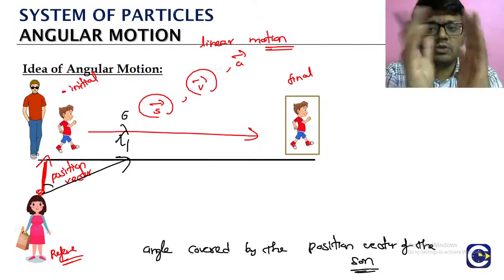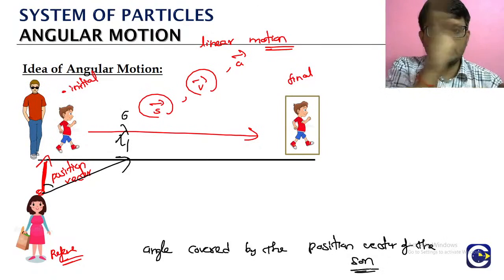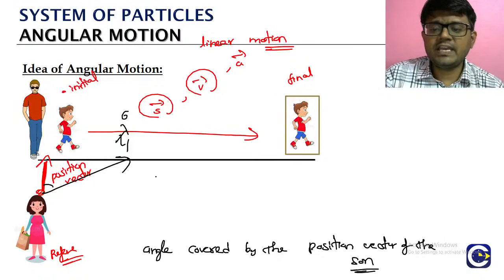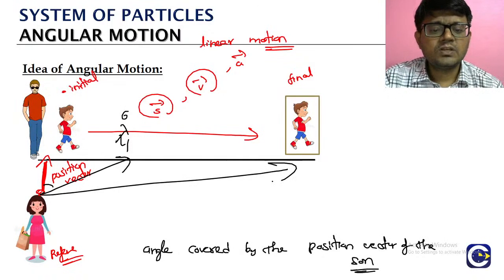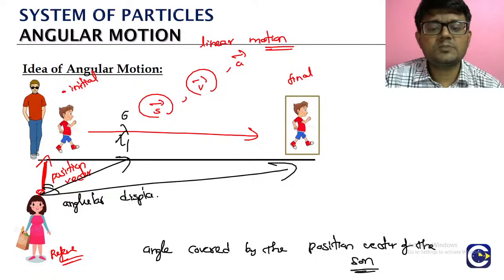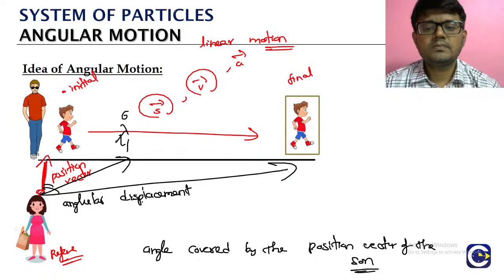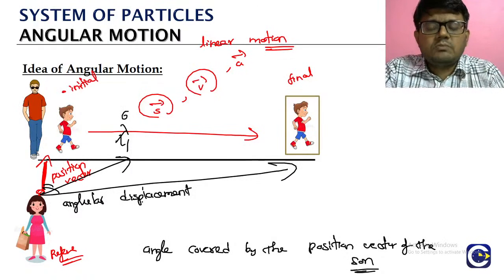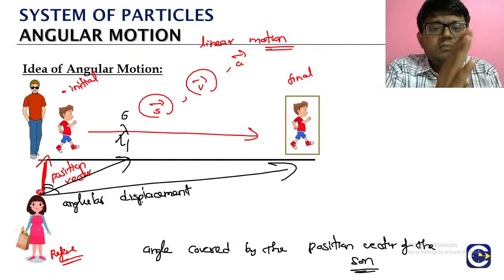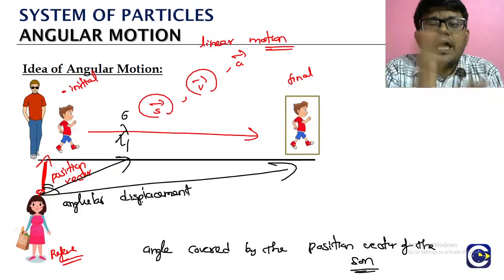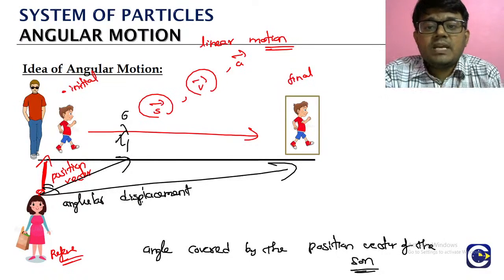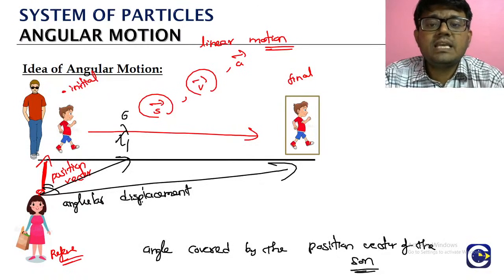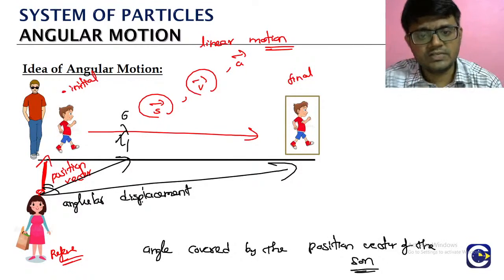So the way the mother visualizes that motion, she will think of what angle is covered. When the son is at the final position, she will see this total angle, which she can call the angular displacement. So the same motion: the father sees the motion of the boy as linear motion, but the mother is able to see it as angular motion. When motion is represented by using angles, we call it the study of angular motion.